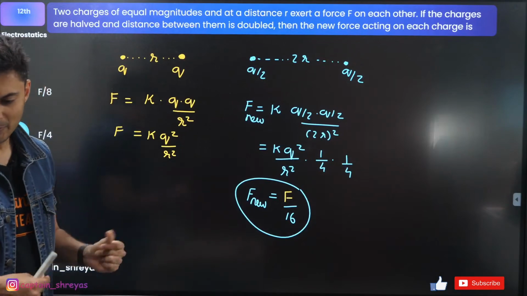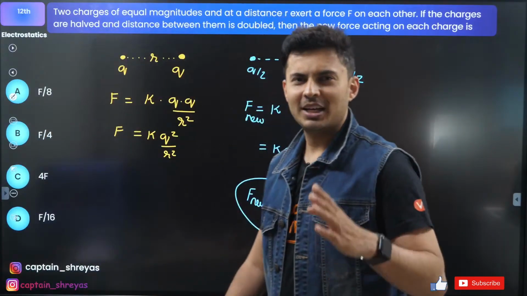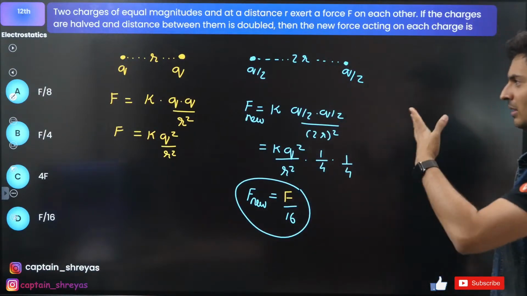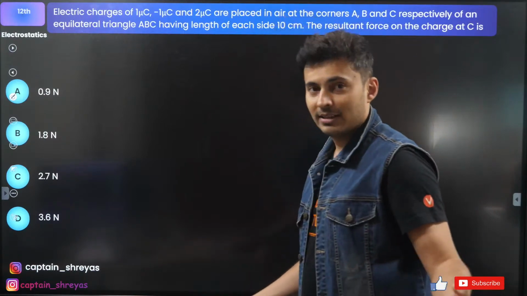Awesome. Great. So these kinds of questions do come very frequently in the NEET examination. So it's just a matter of calculation. Let's do one more kind of question which can probably come in the NEET exam.